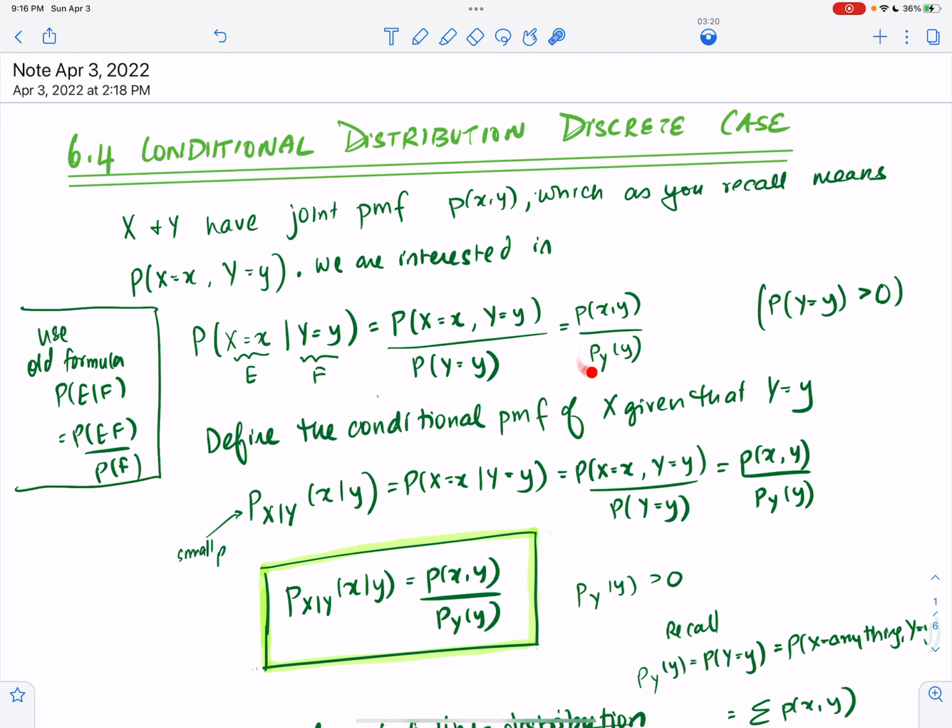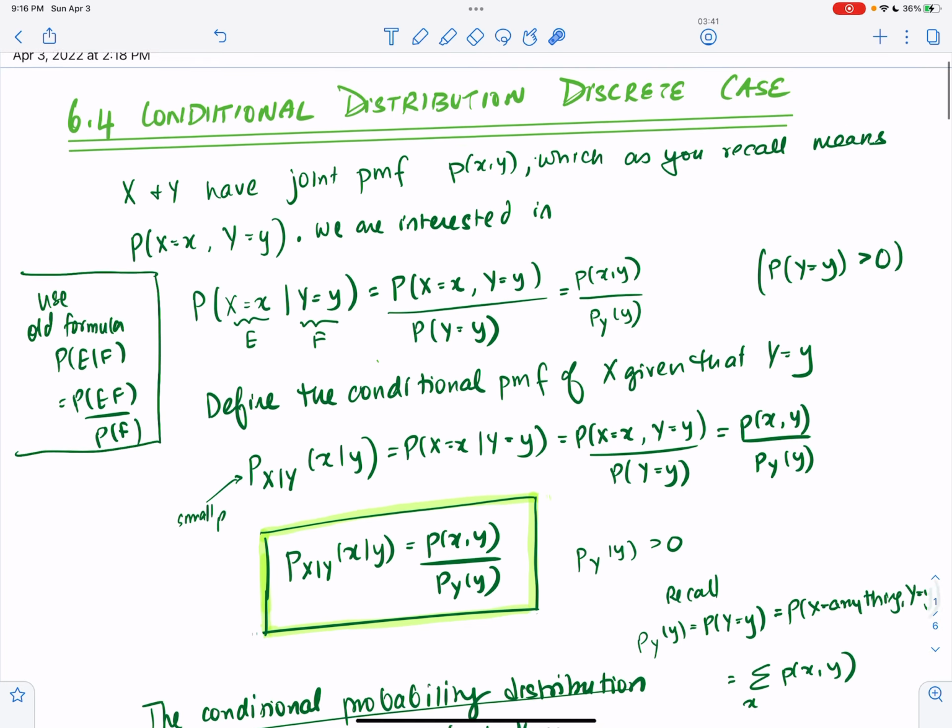Probability mass function of Y, we'll write P sub Y because there are multiple random variables floating around. So in that case, you should put a subscript. And you can only define this in situations where there's no division by zero, so you need that the probability of Y equals y is positive.